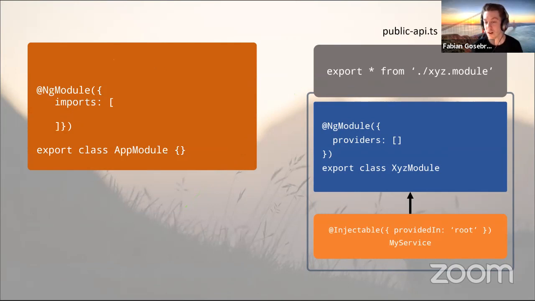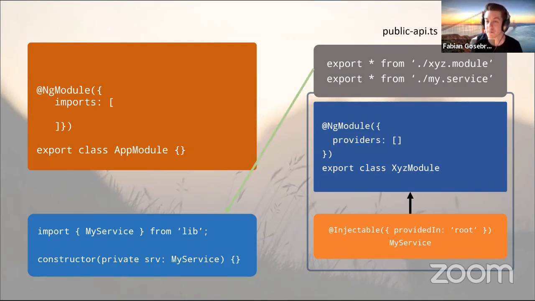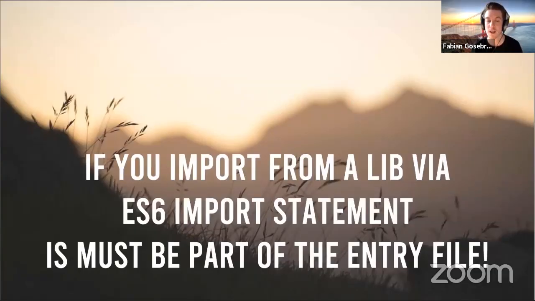If you're using the provided in root, basically, you don't have to import that module for it. You can just import the my service from that lib. But again, as you import the my service from that lib, you have to export the type explicitly, and then TypeScript can really resolve it and can work with all the types, basically. So as a rule of thumb, you can take away that if you import from a library via an ECMAScript 6 import statement, it must be part of the entry file, the public API file, and then you can basically use it and you're good to go.